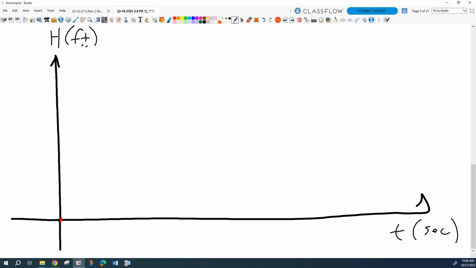Yeah, I just go up pretty slowly, don't I? Right? So as time passes, my height is increasing. I'm just going to go up like that, right? Eventually, I get to my highest point, which is 15,000 feet.